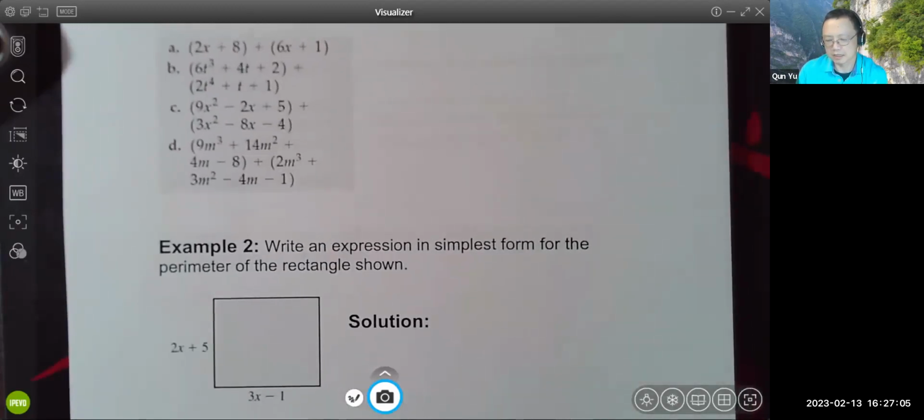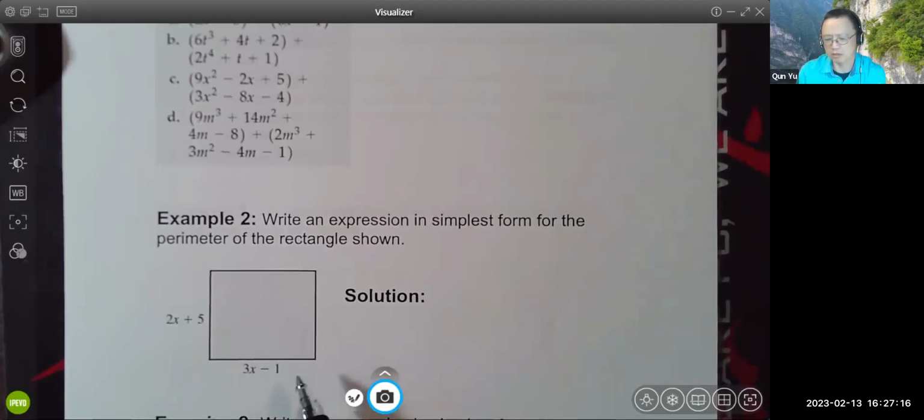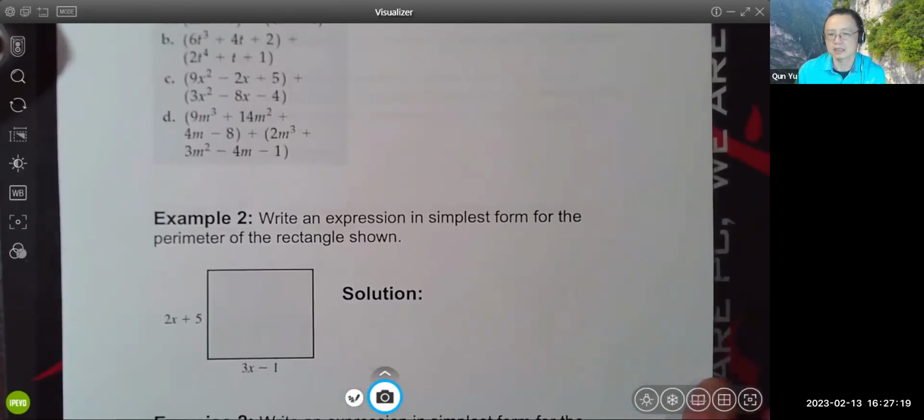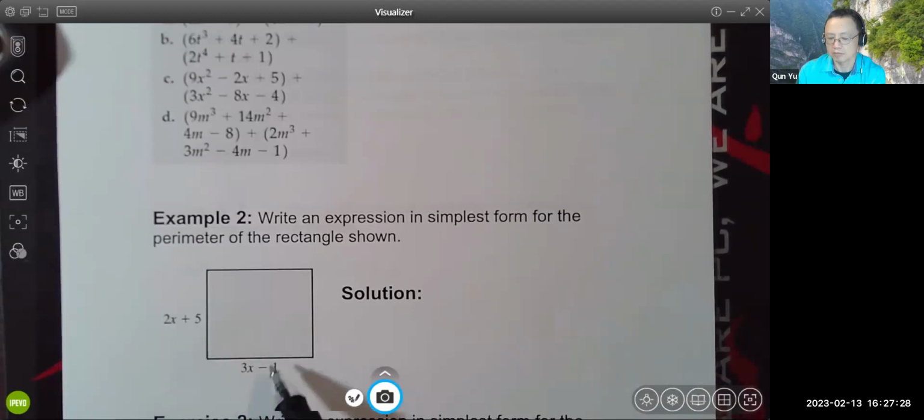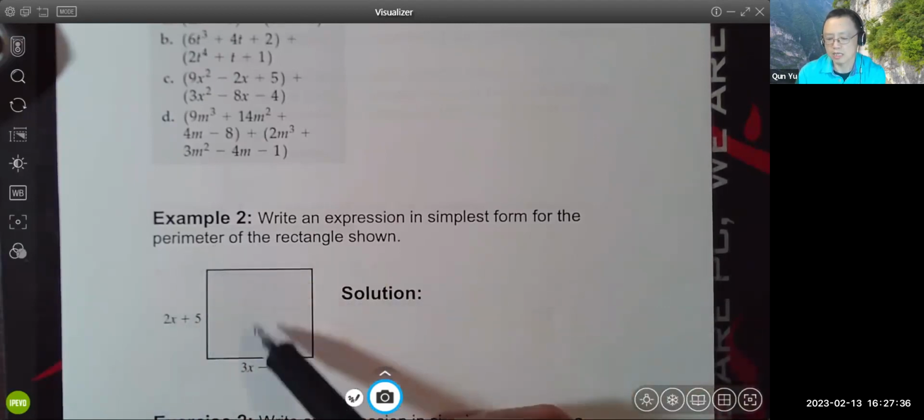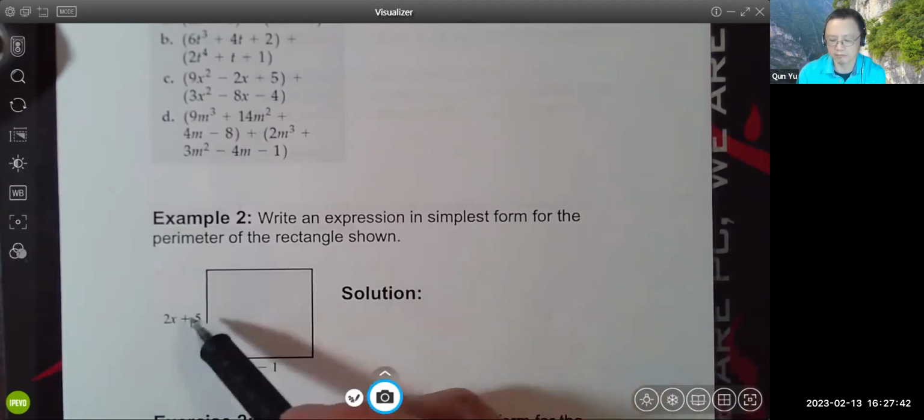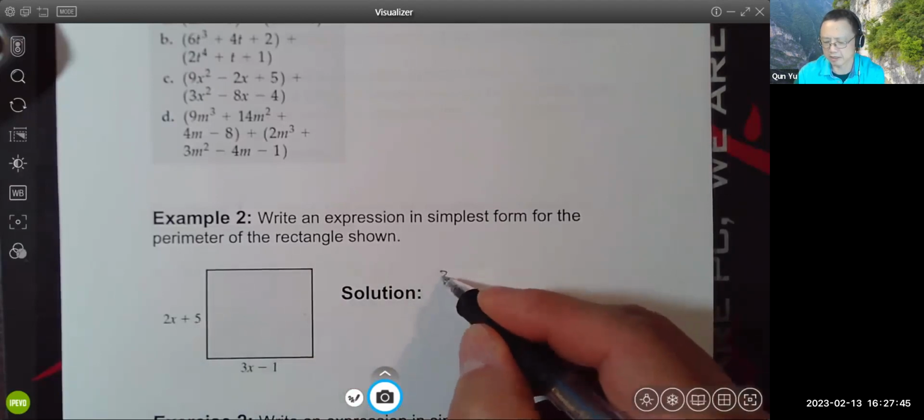Now, let's look at another example. Write an expression in simplest form for the perimeter of the rectangle shown below. So in the rectangle, we have length, we have width, and instead of specific numbers, we are given 2 expressions to represent length and width. But regardless of whether it's a specific number or expression, it represents the length. And the perimeter of a rectangle really means 2 lengths and 2 widths added together, the total length, right? We have 2 of this and we have 2 of this. So we are going to add them together one by one.